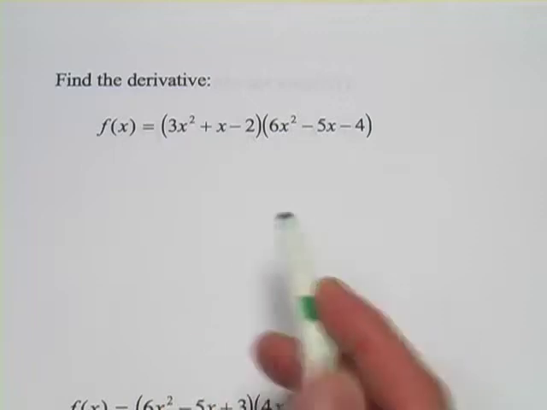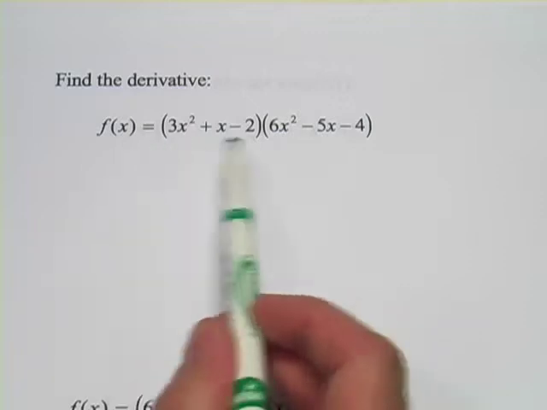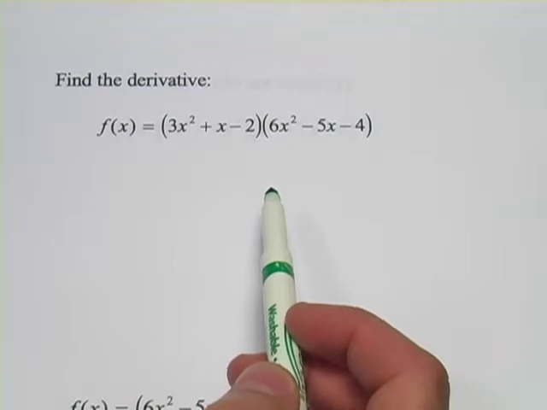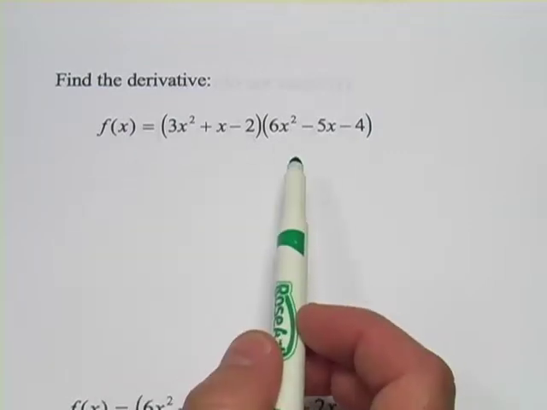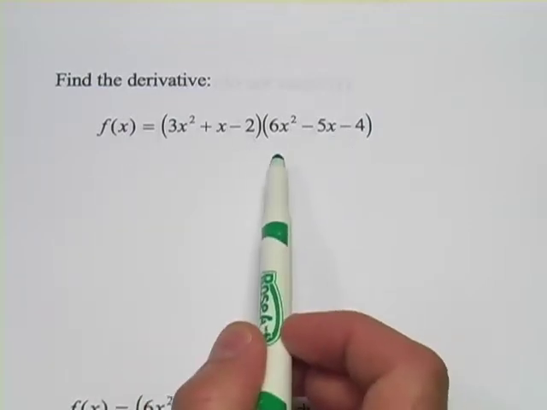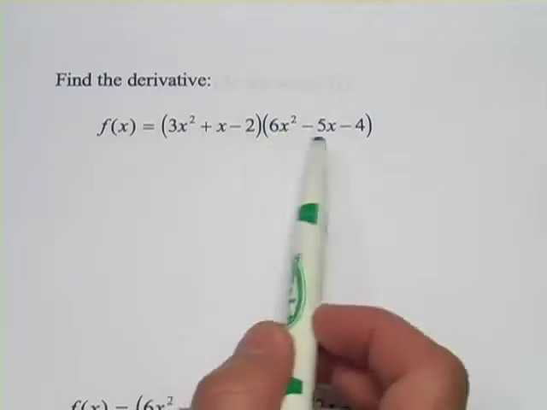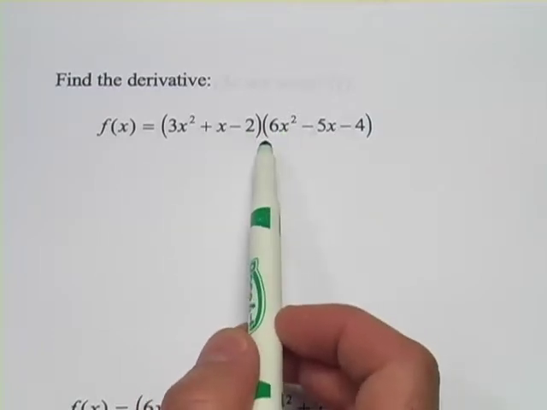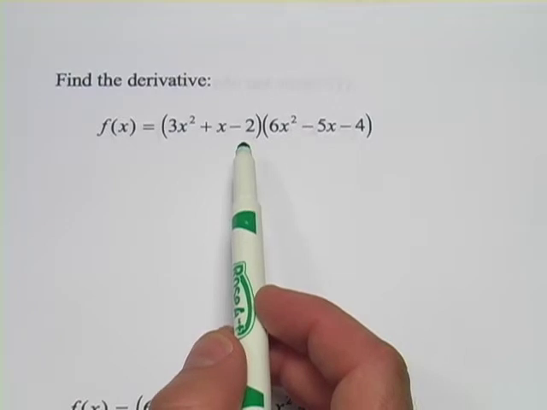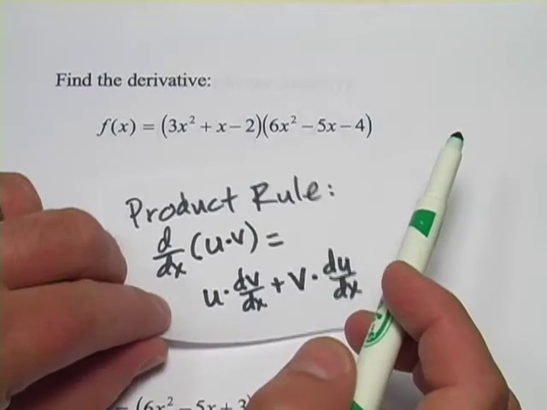In these problems, we're finding the derivatives of two things multiplied together. In this case, two polynomials. And when you have two things multiplied together, I suppose you could go ahead and do the multiplication here, but that's a hassle. Luckily, we have a special rule called the product rule for these kinds of situations.